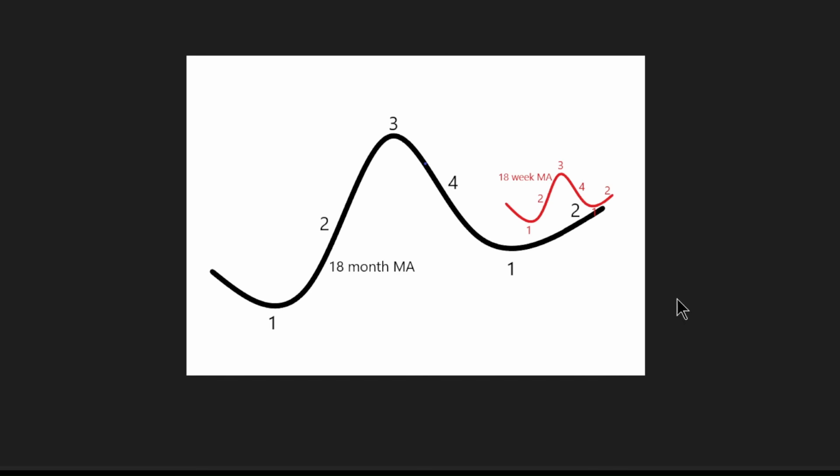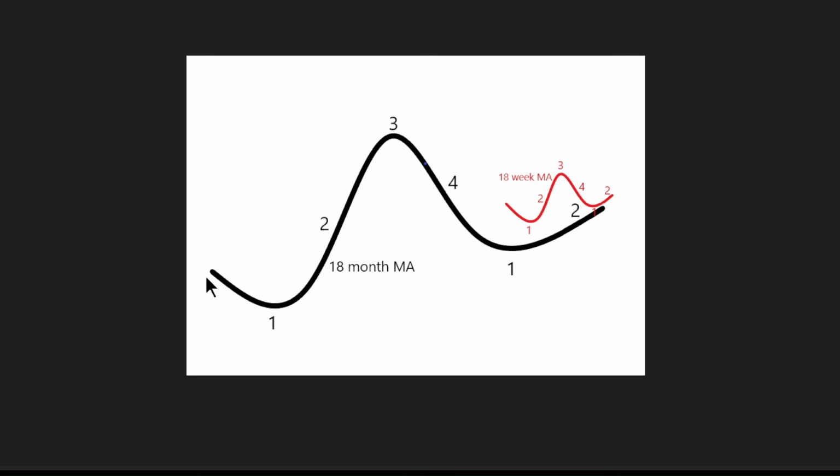All right, I'm going to show you this now. The 18-month line is in black. And basically what it's doing is telling us where we are in the price structure of a stock, where we are in the stage of the stock. There's a stage 1 base, stage 2 uptrend, stage 3 top, stage 4 decline, and then we start the process all over again.